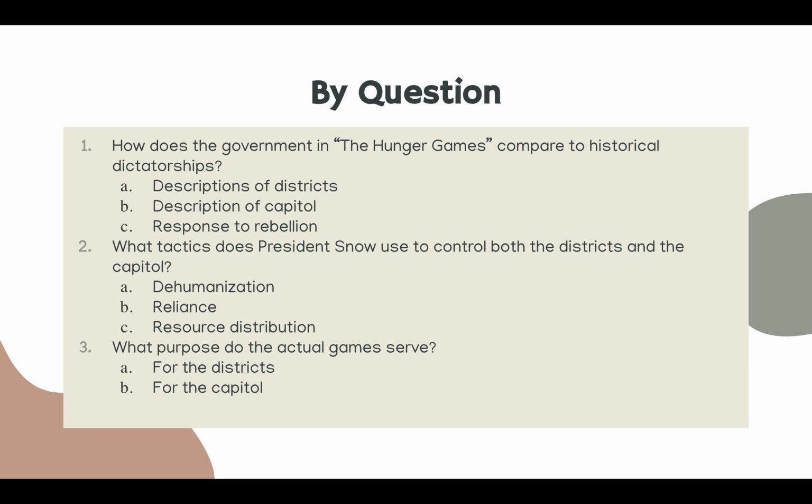I think this tends to be the easiest and most simplistic way to go about answering a prompt like this, which is by question. Each of those questions will have its own section, and within that section, there will be subtopics with their own paragraph. The first section may be that question, how does the government in the Hunger Games compare to historical dictatorships? Their paragraphs may be a description of the districts, a description of the capital, and the response to the rebellion. Then they may go into the tactics and talk about dehumanization, reliance on the government, and resource distribution. And then for the third question, they may talk about the purpose for the districts and the capital.